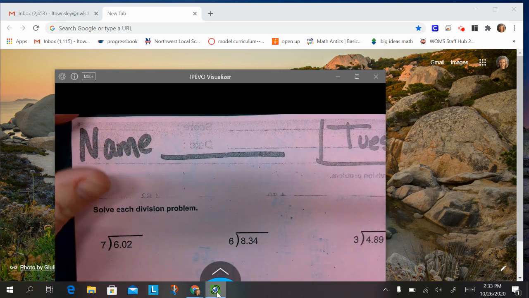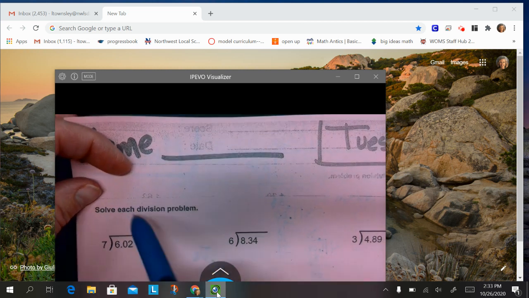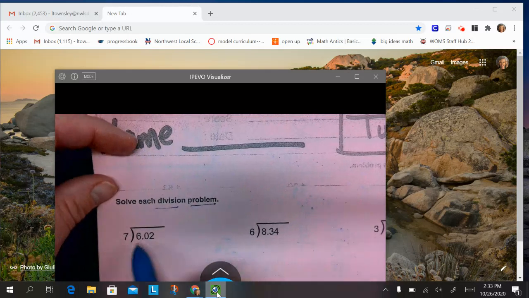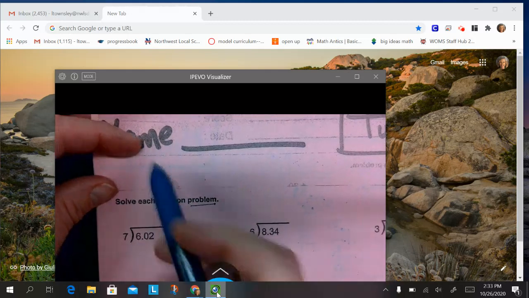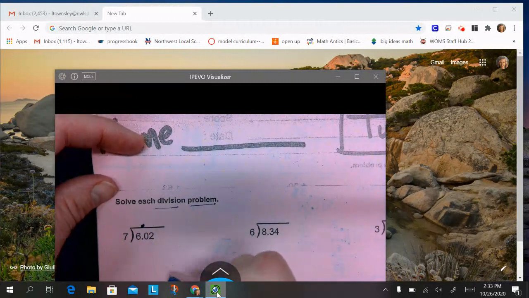Today's Tuesday and I've got your warm-up in front of us. It looks like we need to solve each division problem. No problem, we can do this. Let's see here. I would start with moving this decimal up. So wherever it is in here, move up. So it's like you're moving it up before, okay?